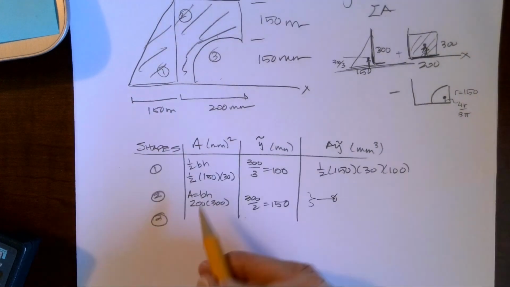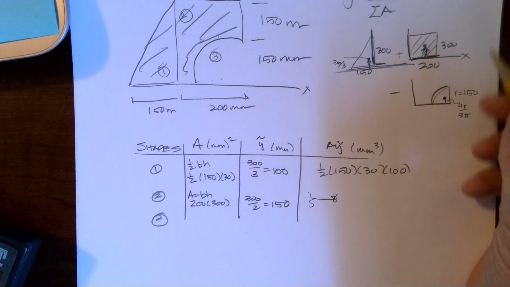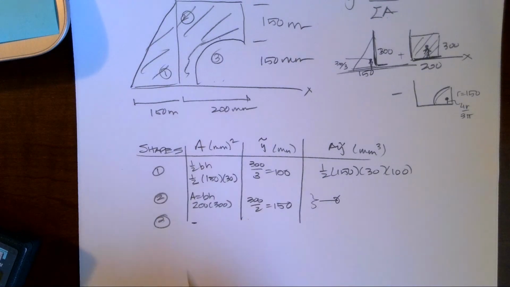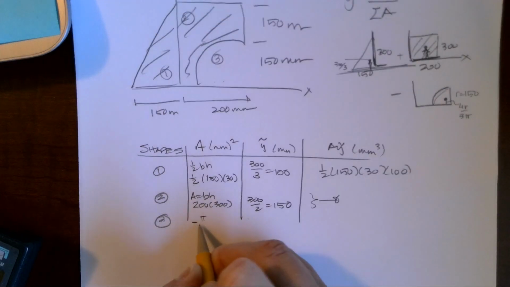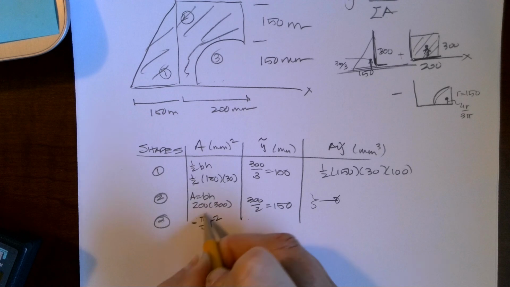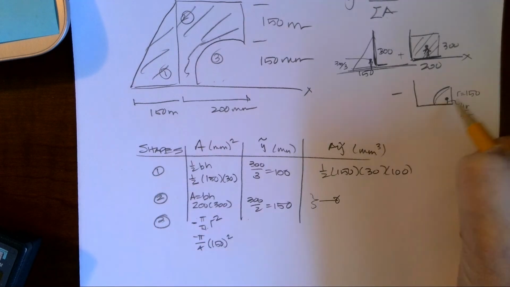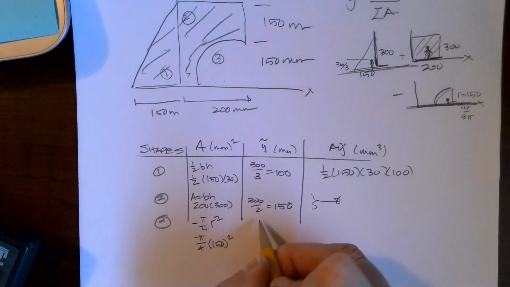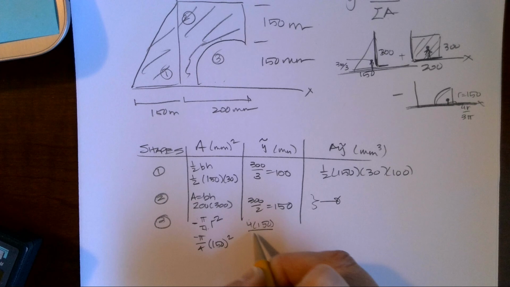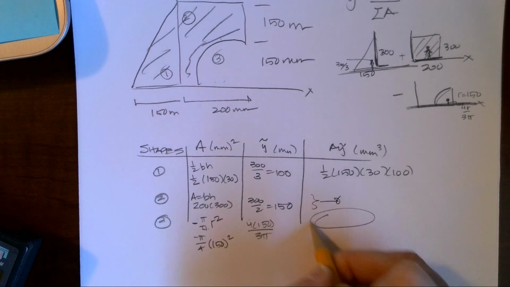Number 3 is our quarter circle, which is a void. So we need to remember that when it is a void, we're going to subtract out that area. And the area of a quarter circle is pi over 4 r squared. So pi r squared is a circle. We only need 1/4 of it, minus pi over 4. I have a radius of 150 squared. I'm coming up from my global x-axis to my local. So I have 4r over 3 pi, and then we're going to multiply that out. You guys have the solutions.